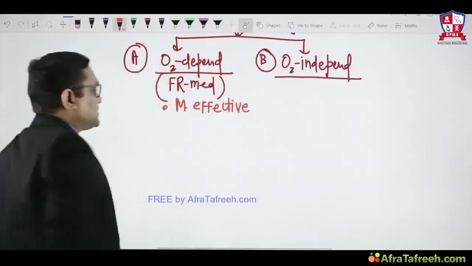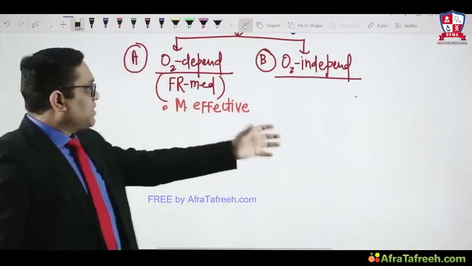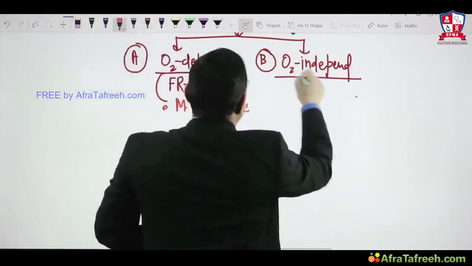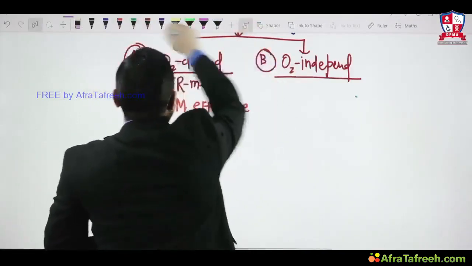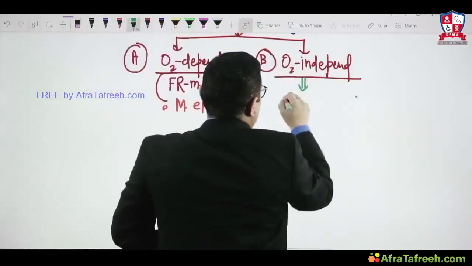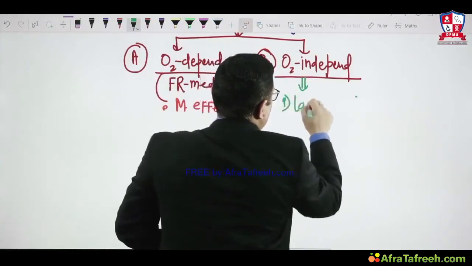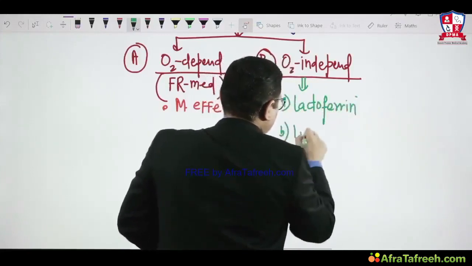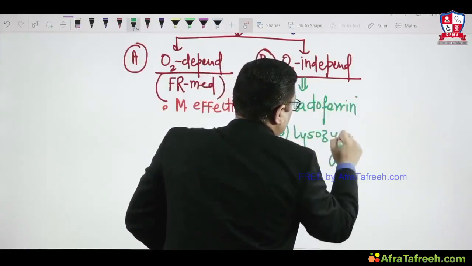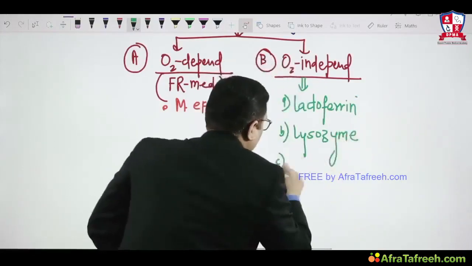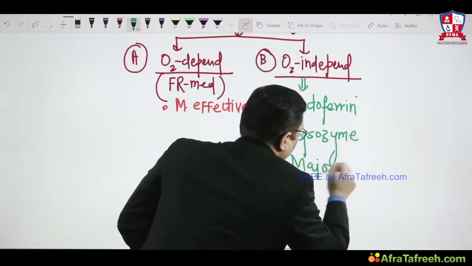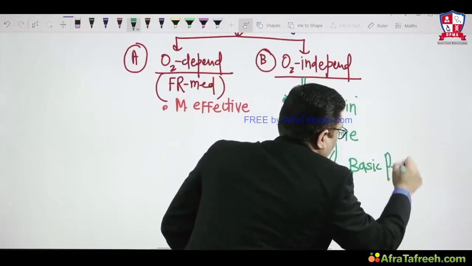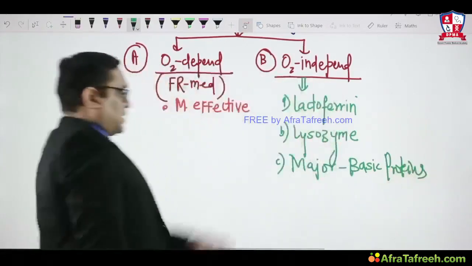Right, so oxygen dependent is the most effective method. So in the oxygen independent mechanism, what are the substances involved? There will be involvement of lactoferrin, lysozyme, and the third one, which is the important one, called major basic proteins. Major basic proteins, and this was a question in the All India exam.